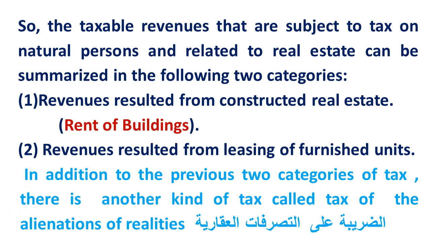So the taxable revenues that are subject to tax on natural persons and related to real estate can be summarized in the following two categories: revenues resulted from constructed real estate rent of building, and revenues resulted from leasing of furnished units. In addition to the previous two categories of tax, there is another kind of tax called the tax of alienation of realities. يطلق عليها الضريبة على التصرفات العقارية.